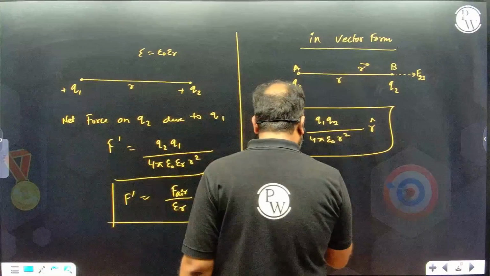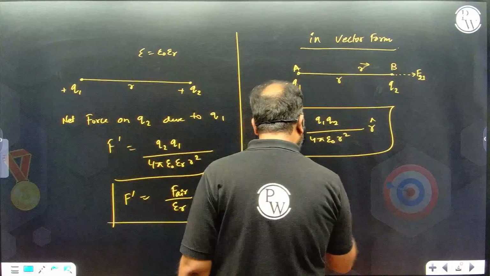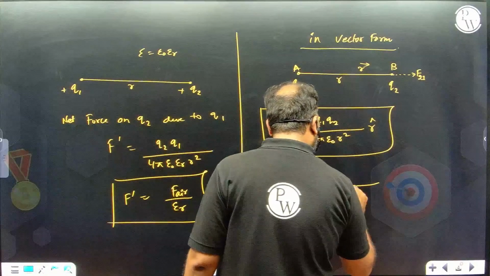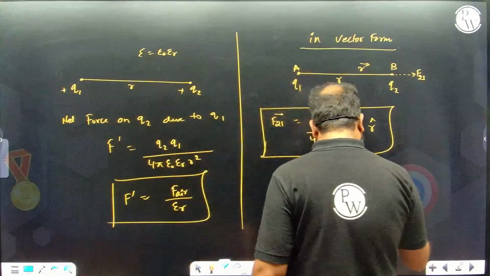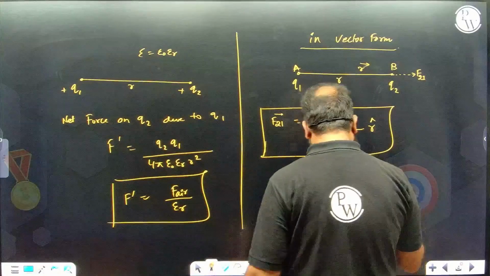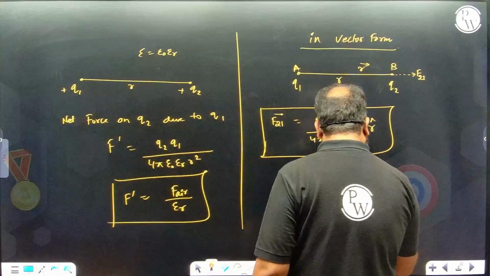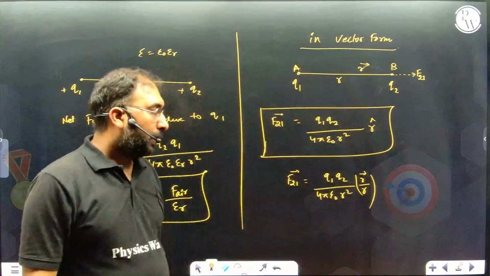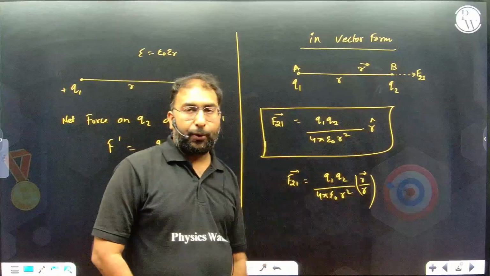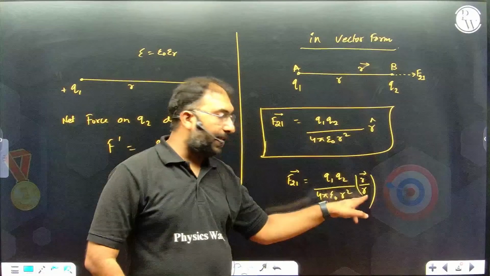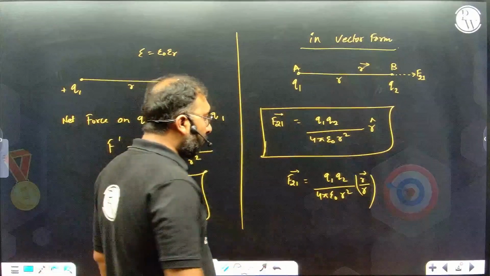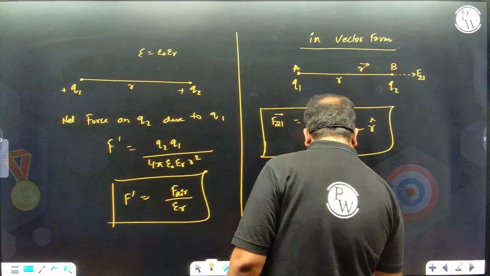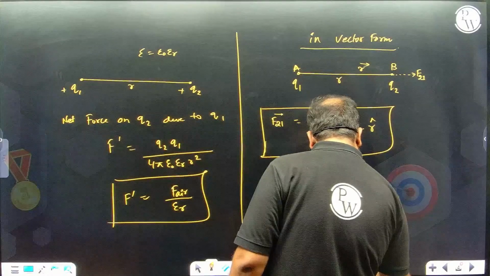Now this can also be written like this: Q1 Q2 divided by 4 pi epsilon naught r square, and then this r cap can be written as what? R vector divided by mod of r. Yes or no? If you remember the results of vectors, then you can understand that this r cap unit vector can be written as r vector divided by its magnitude. And by writing this way, this expression comes like this: Q1 Q2 divided by 4 pi epsilon naught r cube into r vector.